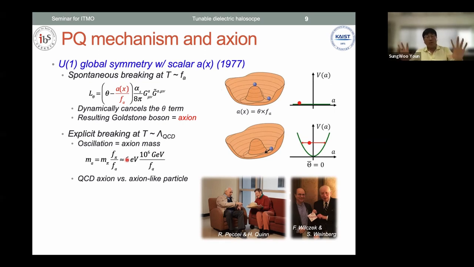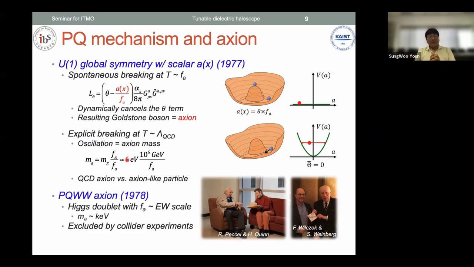Nowadays this is more popular, and there are many experimental ideas to search for this particular particle, which is the axion-like particle. It has nothing to do with the QCD scale, but the other properties are pretty much similar to the axion. In the following years, PQWW, Peccei, Quinn, Weinberg, Wilczek's axion, we call the standard axion.